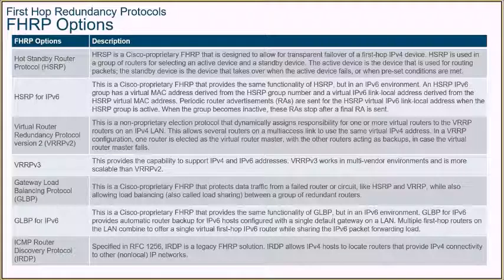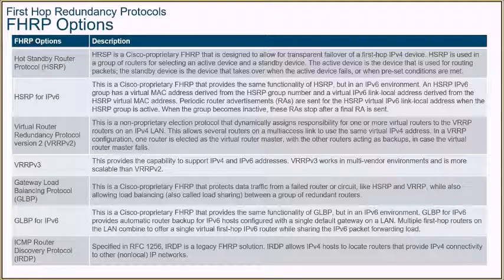And so FHRP version 3 supports both IPv4 and IPv6. So there is also GLBP, or Gateway Load Balancing Protocol. Again, this is Cisco proprietary. And so with that, it protects data traffic from a failed router or circuit, like HSRP and FHRP, while also allowing load balancing, also called load sharing, between a group of redundant routers.